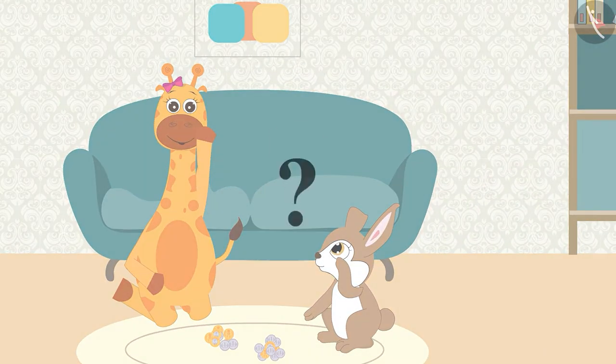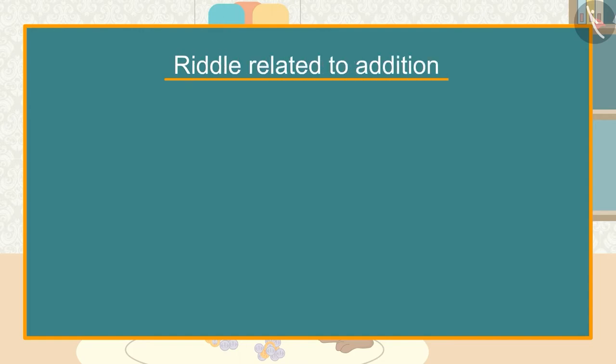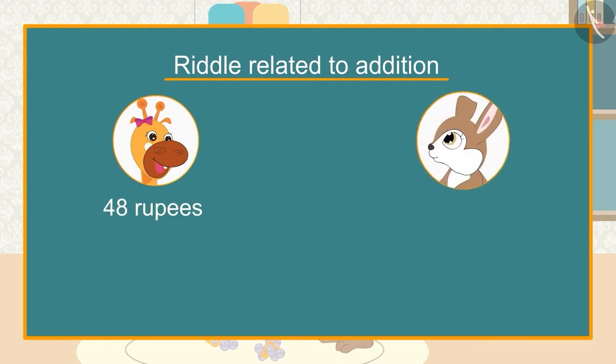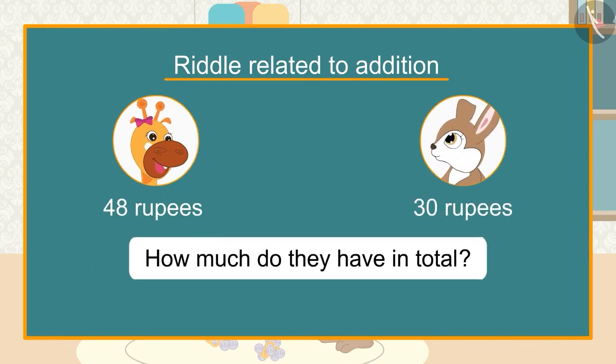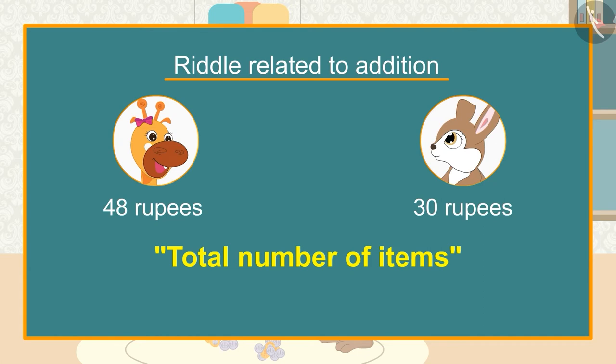Children, will you help Gaffy and Rani to make riddles? Very good, children. With this question, we can make a riddle related to addition. If Gaffy has 48, Rani has 30 rupees, then how much do they have in total? Children, we use a word like total number of items to make addition problems.